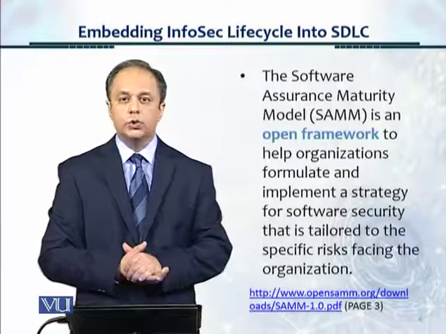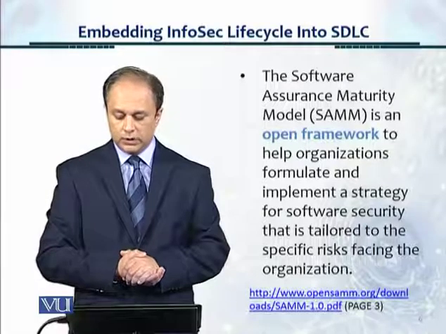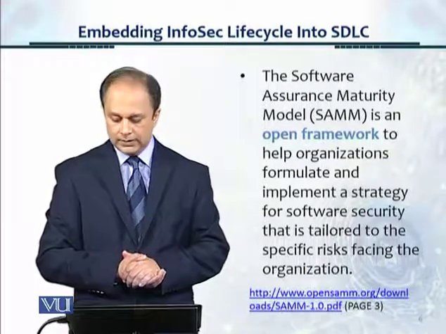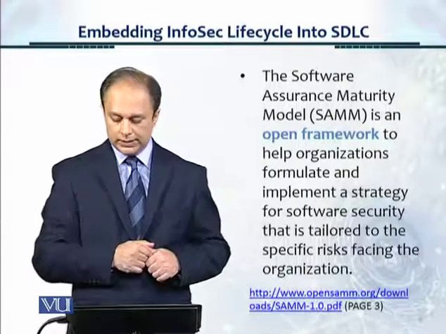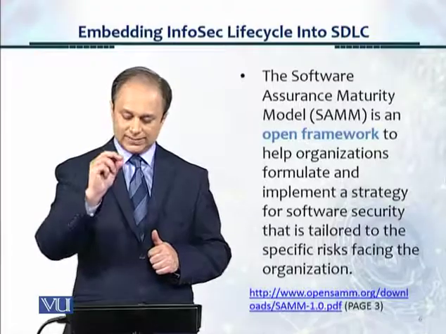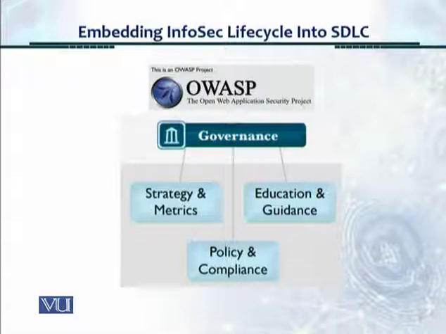So the Software Assurance Maturity Model, SAM, is an open framework to help organizations formulate and implement a strategy for software security that is tailored to the specific risks facing the organization. And let's look at each of the individual business functions. We have governance. It has 3 practices: strategy and metrics, education and guidance, and policy and compliance. And we'll look at all of these individually as well.